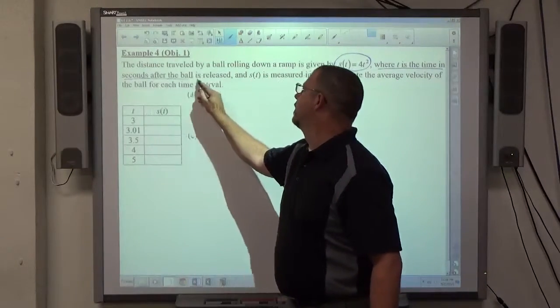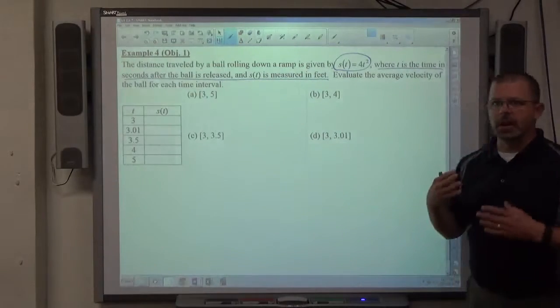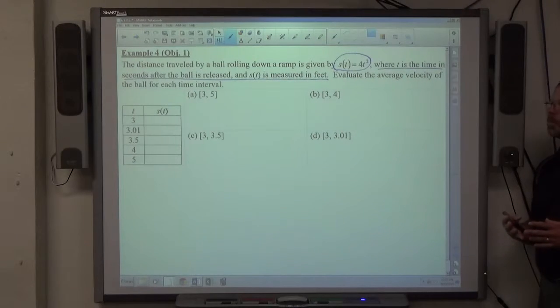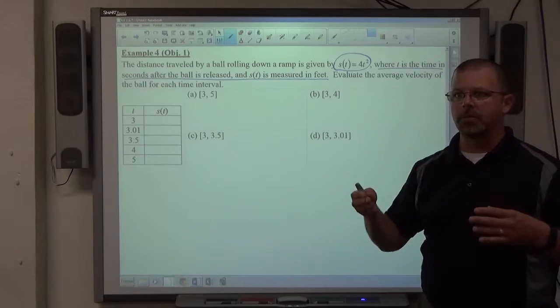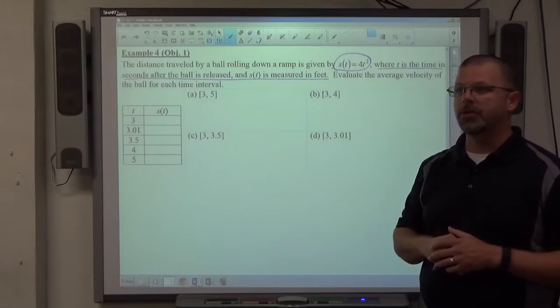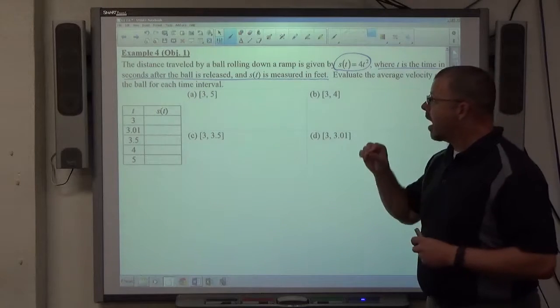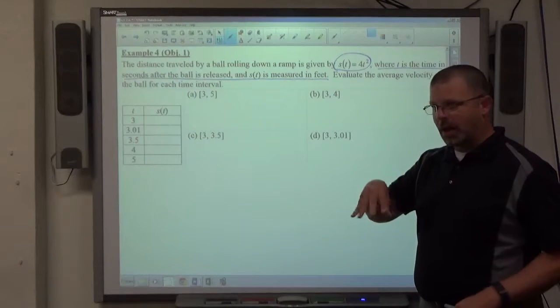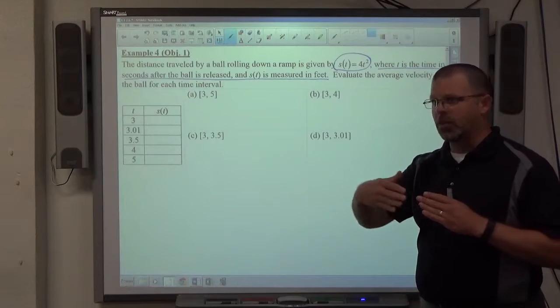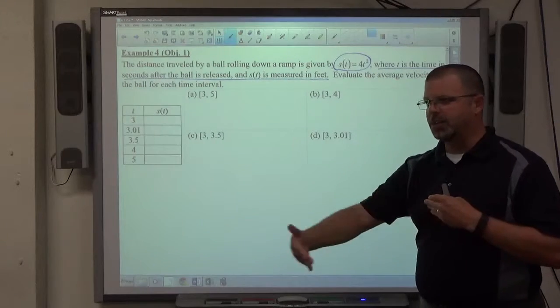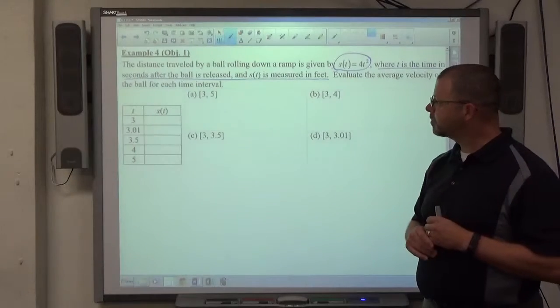equation represent. Anytime you're looking at a problem in this chapter, when they give you any type of equation, make sure you read through the chapter or through the problem to make sure that you have a complete understanding of what the variables represent. So there's a ramp, I've got a ball, I let go of the ball. As I let go of the ball, that's time 0, and then as it rolls down the ramp, time passes on. The distance it travels is s of t in feet.